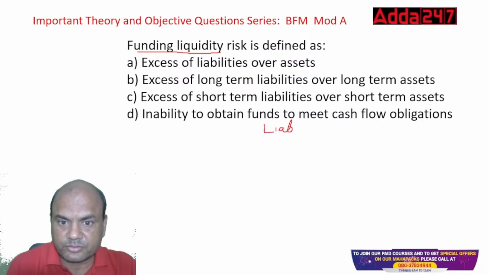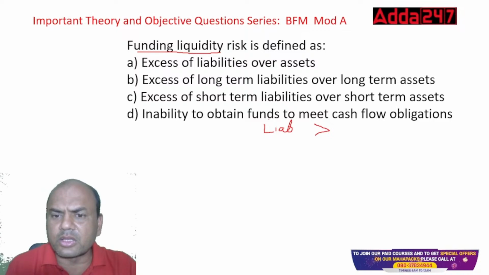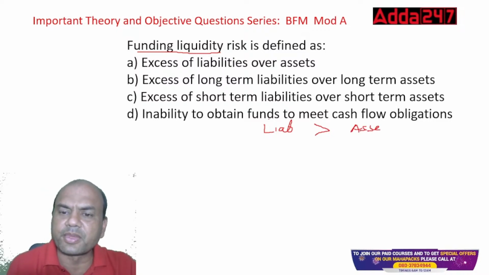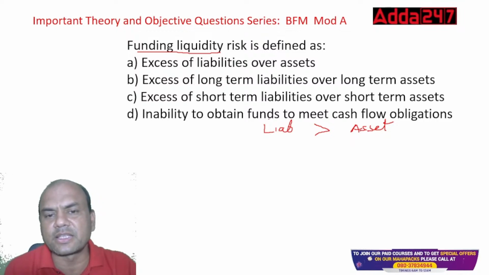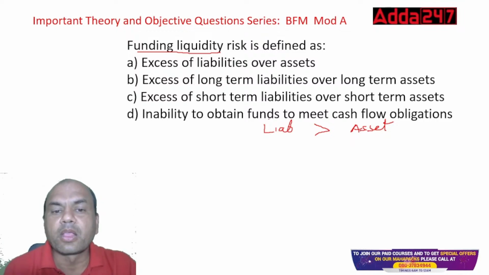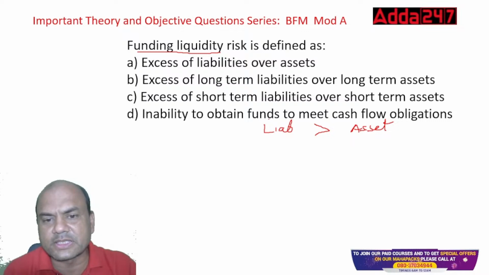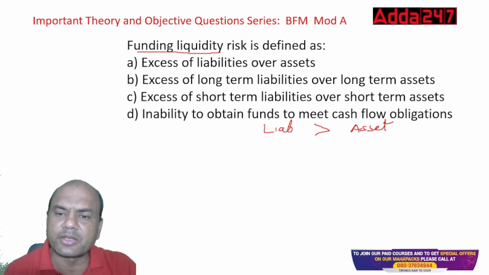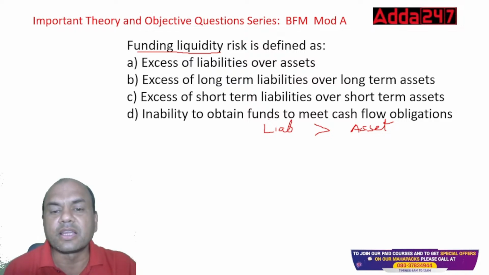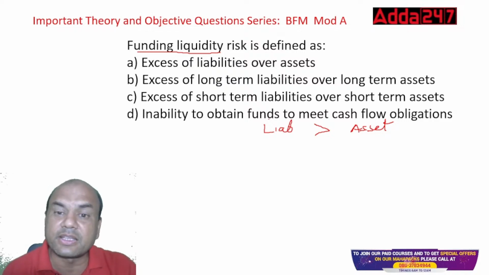Liabilities greater than assets. In all the cases, the logic is the same. Liabilities are greater than assets here. Over here, excess liabilities over assets. Here, long term over long term. But after all, the same liabilities and assets. Short term over short term. Logic is same: liabilities over assets. So the logic is that liabilities are more than assets. So definitely that is the answer.